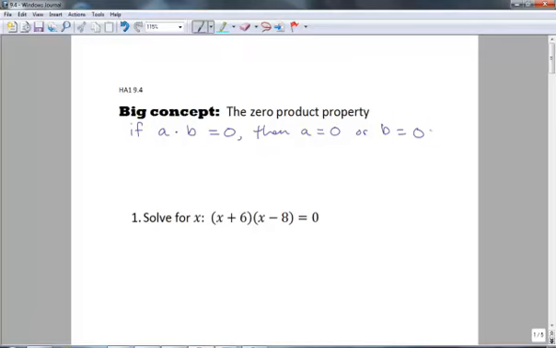Basically, the property is anything times 0 is 0. And so the fact that this is A times B equals 0 is really important. The 0 doesn't stand for just some number. It's exactly 0. That's why it's called zero product property. The other thing to look at here is the word product. Word product, of course, means multiplication.